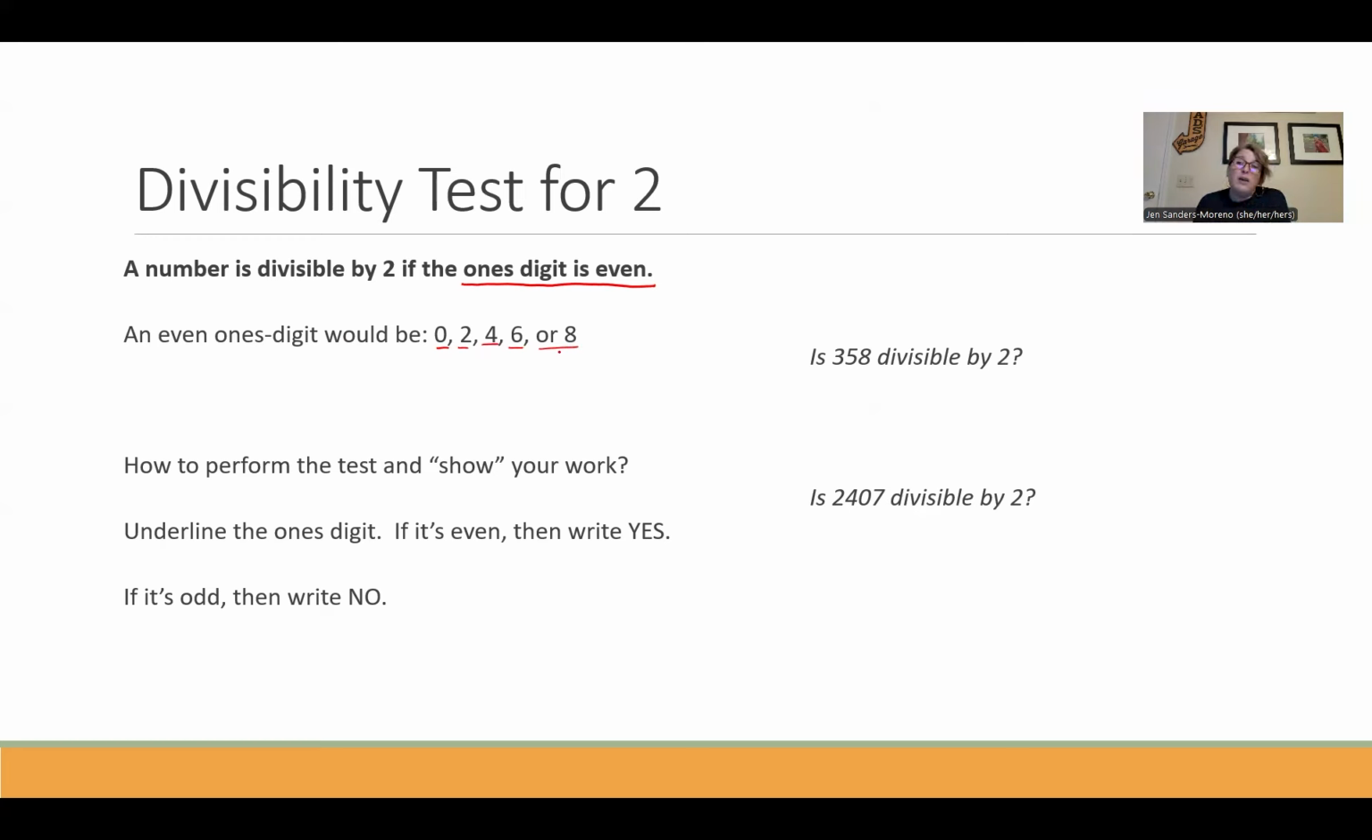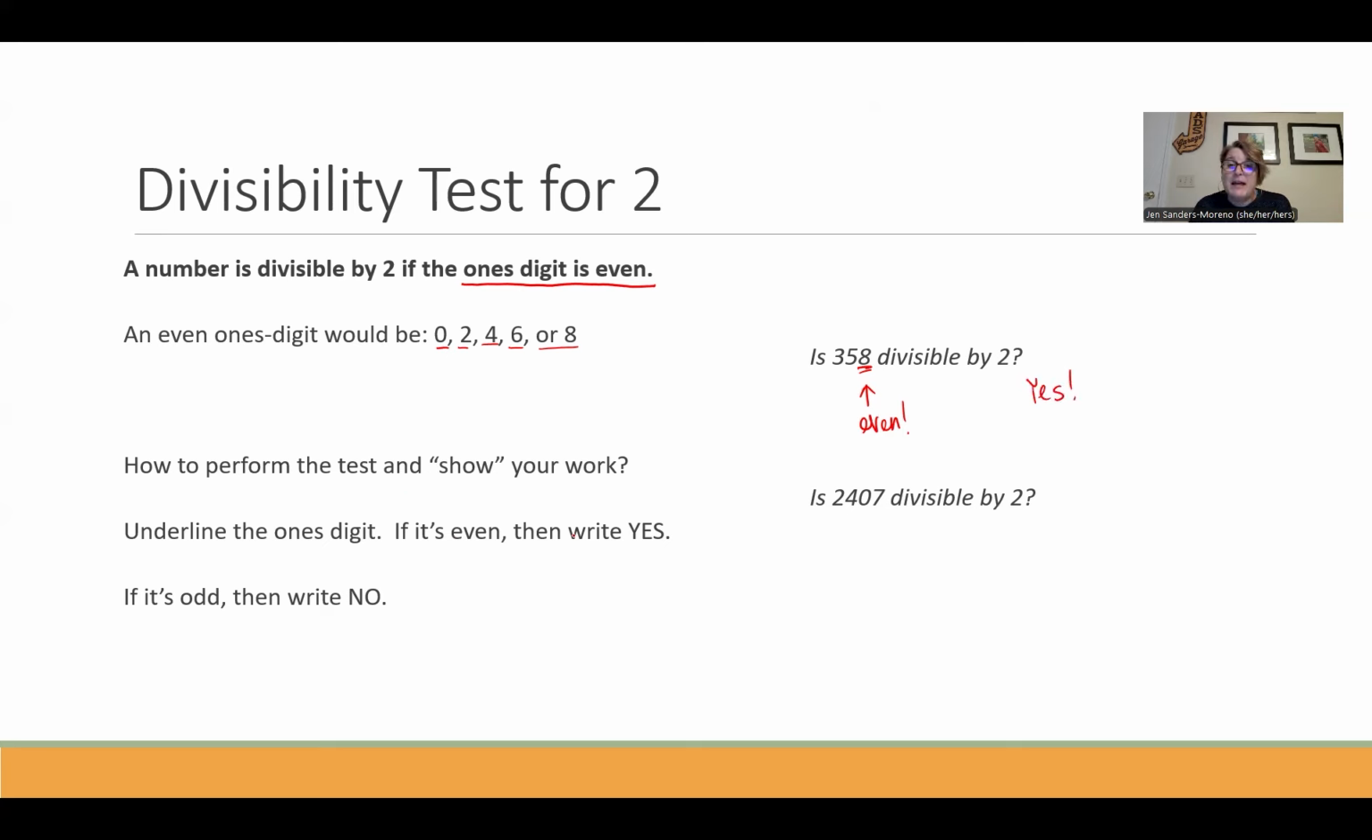Okay. So all you have to do to show your work, so this is in 4th grade, by the way, how a 4th grader would show their work is by underlining or circling the ones digit and then doing a yes or a no. So for example, when I look at the number 358, the 3 and the 5 don't matter. All we care about is that ones digit of 8. And 8 is even. So the answer is yes. This would be divisible by 2.